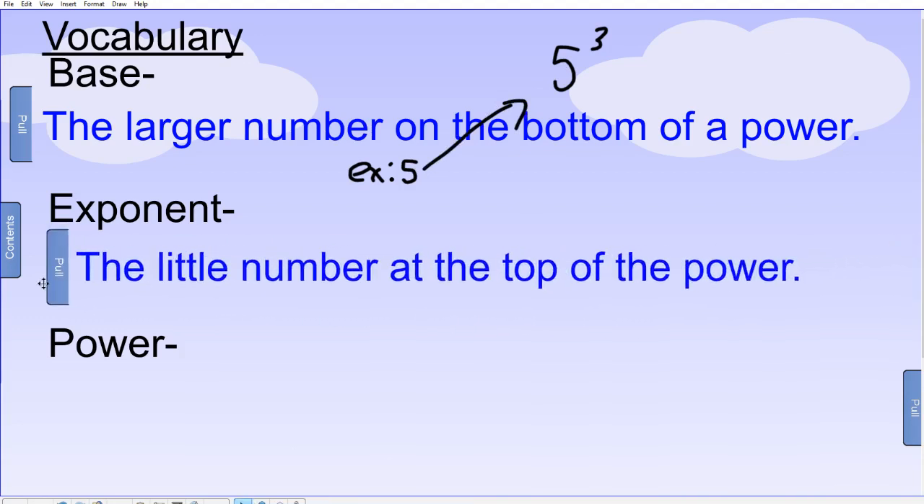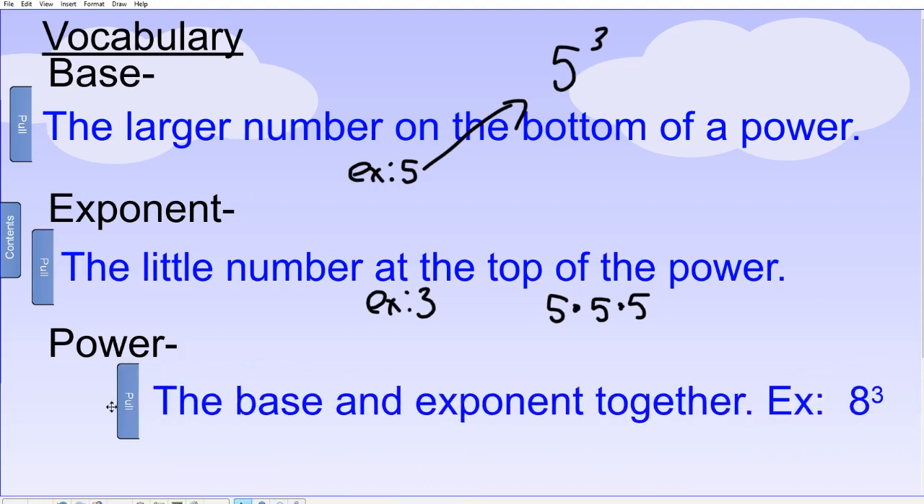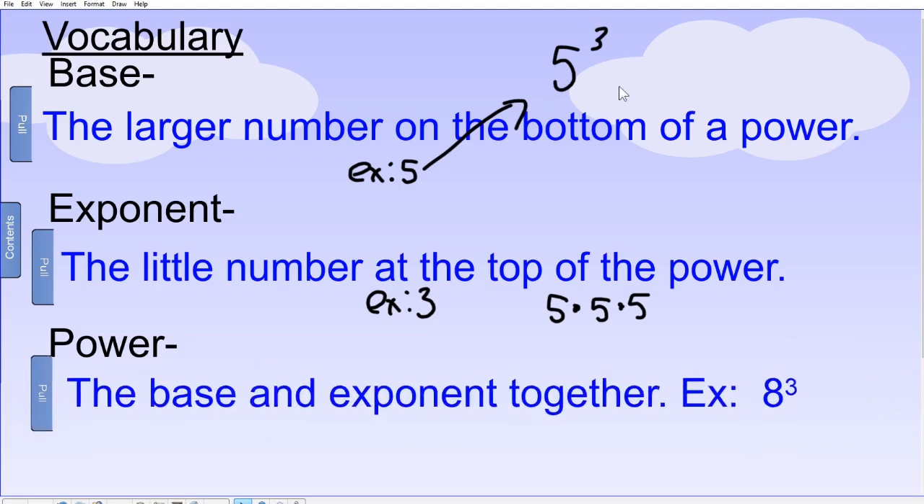The exponent is the little number on the top. In this example, that is the 3. And that is how many times the base is multiplied by itself. Since that says 5 to the 3rd power, we would take 5 multiplied by itself 3 times. If that was an 8, you'd multiply it by itself 8 times. So that exponent says how many times the base is multiplied by itself. And then our power is the base and exponent put together. So this whole thing, 5 to the 3rd power, is called a power. Or here, 8 to the 3rd power is a power.